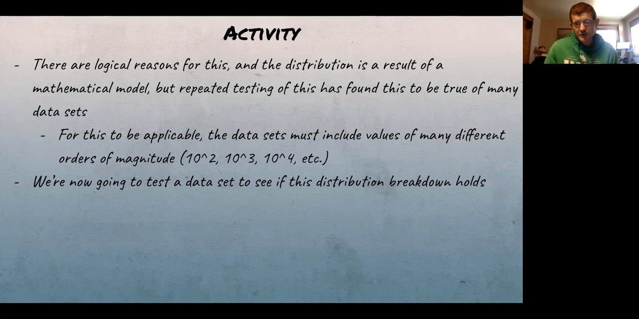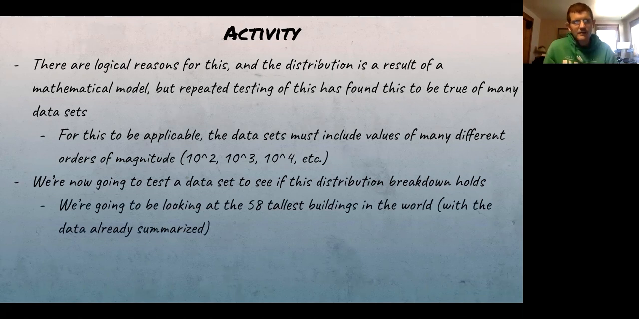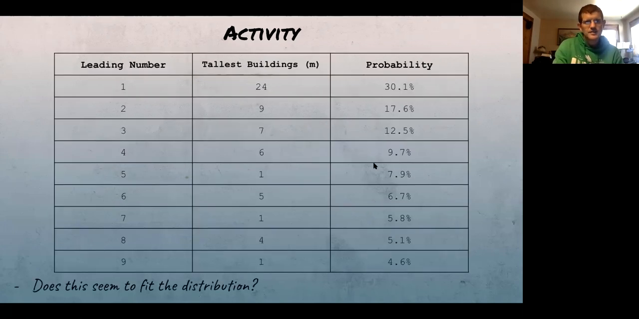So here's what we're going to do. Here's our interest in this today. We're going to test a different data set to see if the distribution breakdown holds. And we're going to be looking at the 58 tallest buildings in the world. Now, I don't have a list of this. Maybe I should have done that. I kind of simplified this for us a little bit so that we could just jump right into the calculations. But for the 58 tallest buildings in the world, if you just look at the leading digits of that, I've got that summarized for you right here.